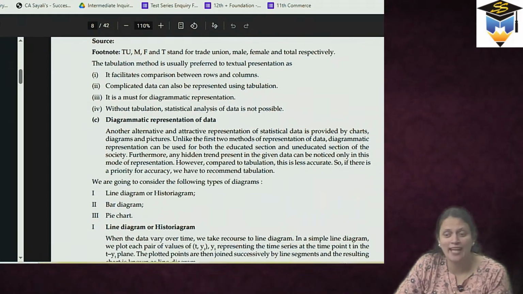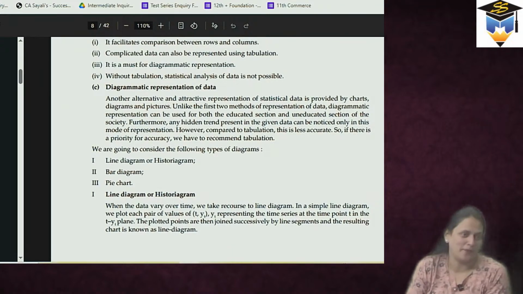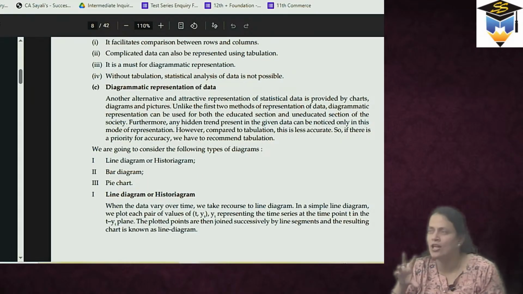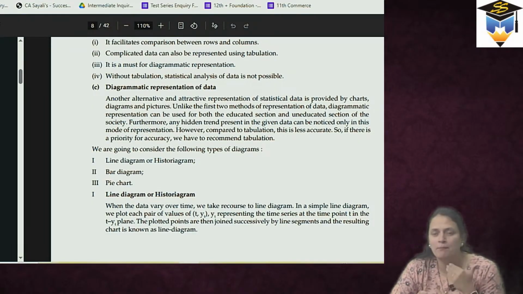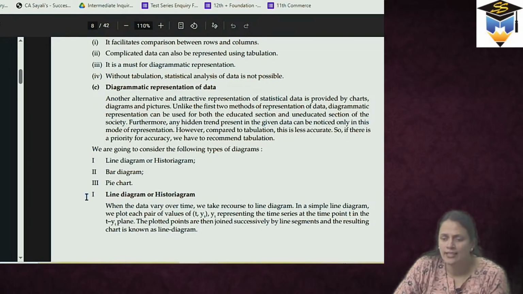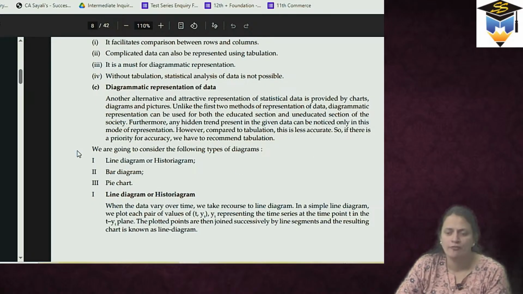Now next comes the diagrammatic representation of data. Diagrammatic representation is very important. This part is all from the module itself, which I am explaining to you. This is part of chapter number 13, statistics. This is all the theory part. Now when we talk about diagrammatic representation, which are the following types of diagrams? First is a line diagram or a histogram.